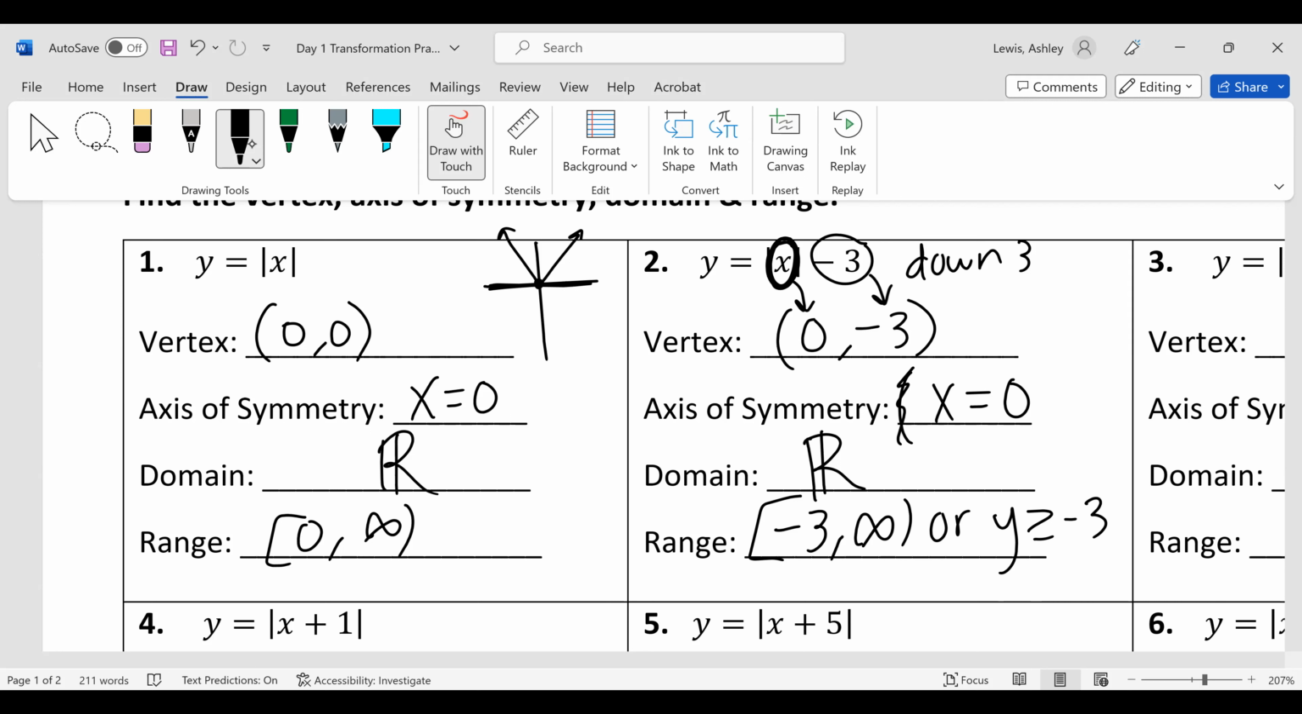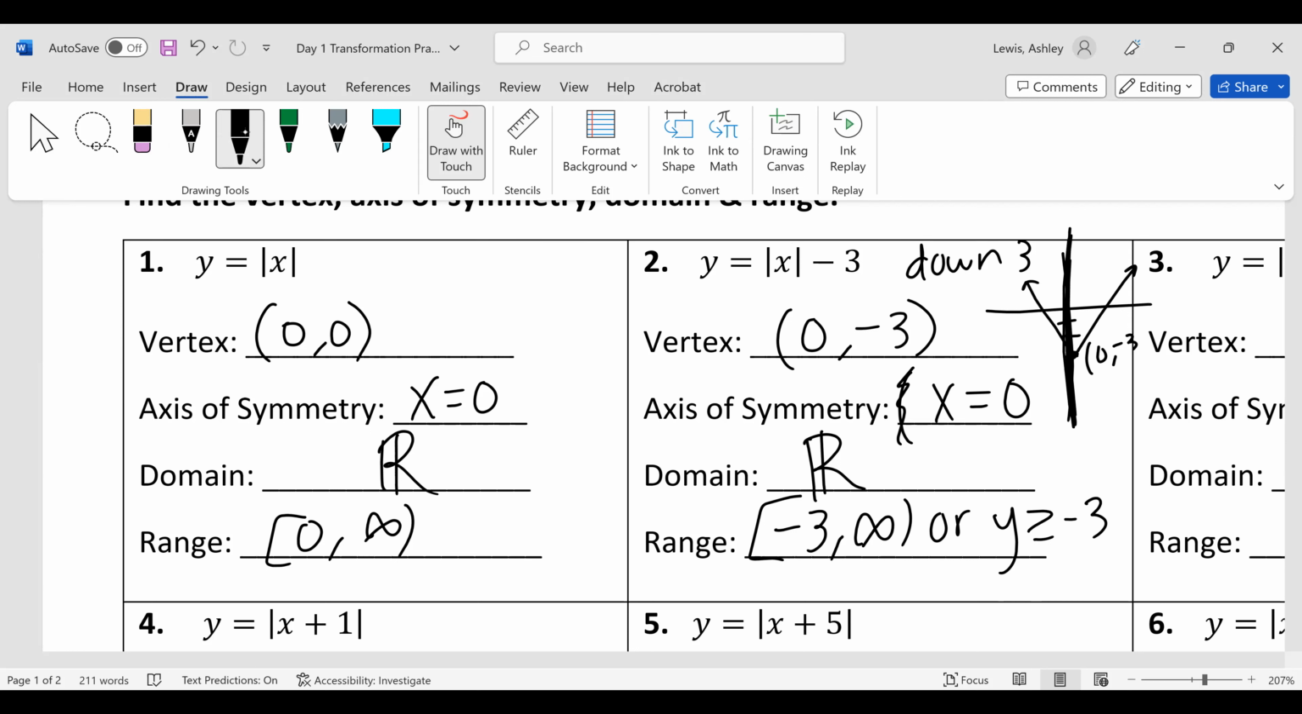Now, you should be able to do this without having to look at the graph. However, if doing the graph helps you, then by all means, draw the graph. So let me show you what it looks like. I went down 3, so that means 1, 2, 3, I'm right here at negative 3. So my vertex is right there at 0, negative 3. The axis of symmetry goes right down the middle. That's at the x value 0. All real numbers. The bottom is at negative 3. The top goes off to infinity. So that's why I have this as my range. So guys, all of these, you shouldn't have to look at the picture, but if it helps you, by all means, draw the picture. Okay? All right.